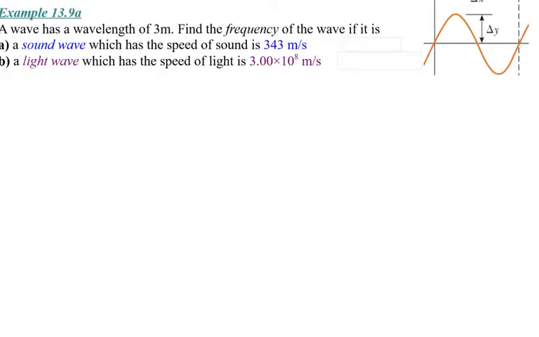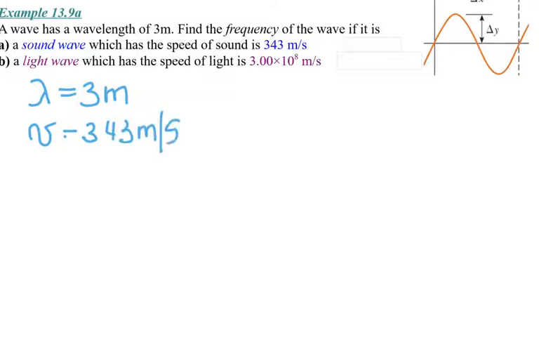Here's one more question. A wave has a wavelength of 3 meters and has a frequency. Find the frequency of the wave if it is a sound wave. If they don't mention the speed of the sound, it's 340, but here they give you the speed of the sound, which is 343 meters per second. And this is for the sound, and you can have the speed of the light, so I will say L, and that one usually is not mentioned.